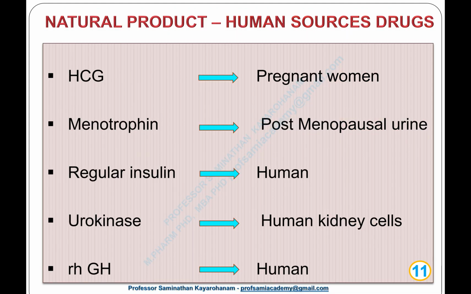Slide number 11, natural product. Human sources of drugs: HCG from pregnant women, menotropin from postmenopausal urine, regular insulin from human, urokinase from human kidney cells, rHGH from human.